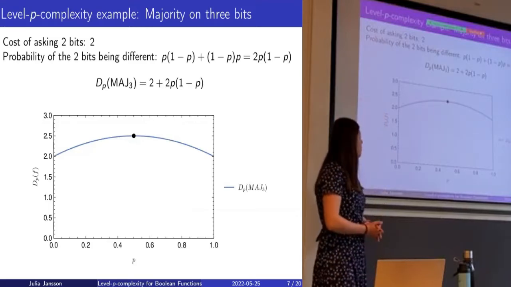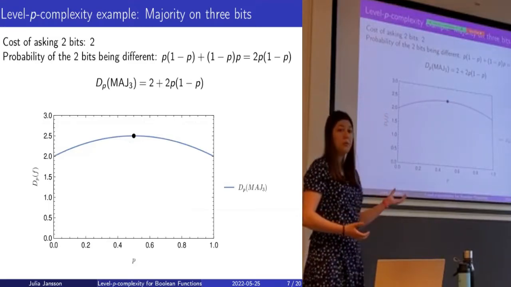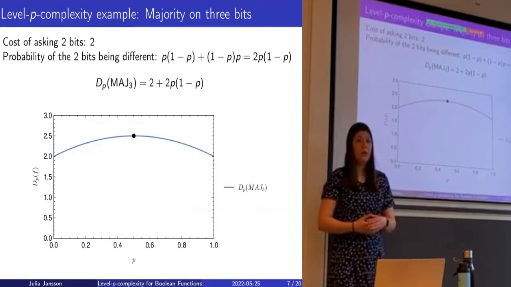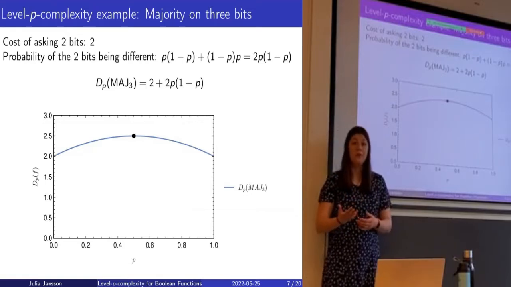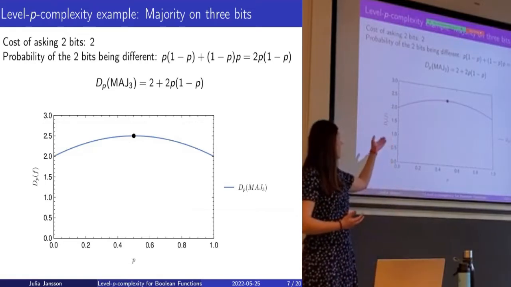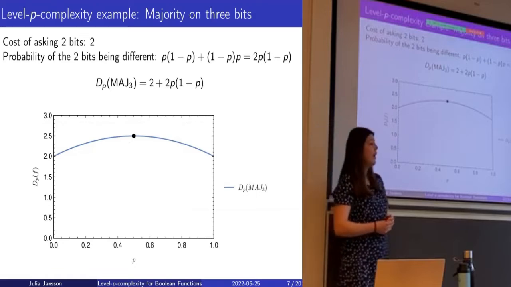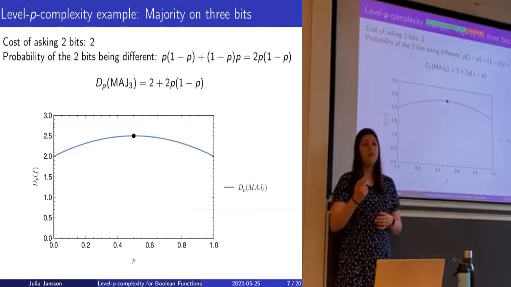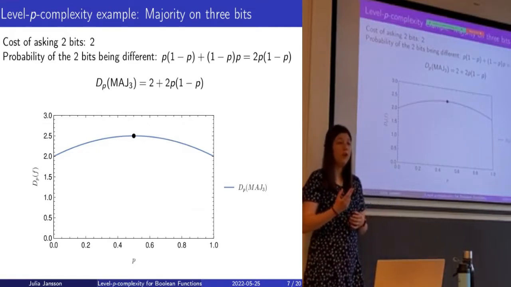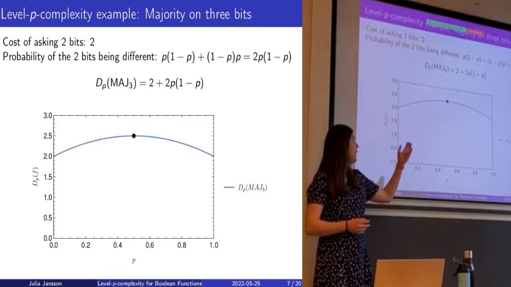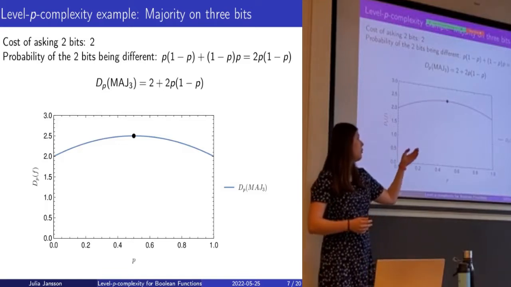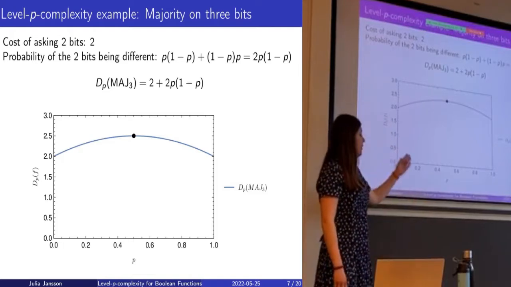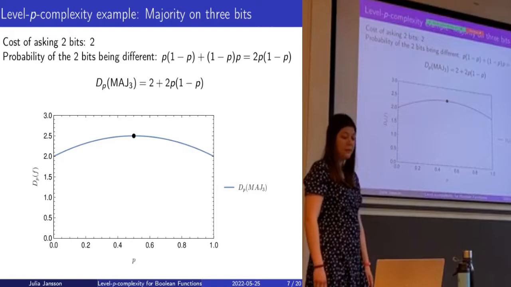So now we will compute the level P complexity for this majority of 3 bits example. And first of all, we have to ask 2 of the bits, and then the 3rd bit is needed. So the cost of asking the first 2 bits is 2. And then we only ask the 3rd bit if the first 2 are different. So if we have 1, 0 or 0, 1. And this has probability P times 1 minus P plus 1 minus P times P. So the formula we get in the end is 2 plus 2P times 1 minus P.